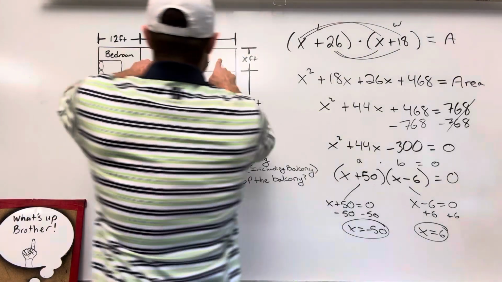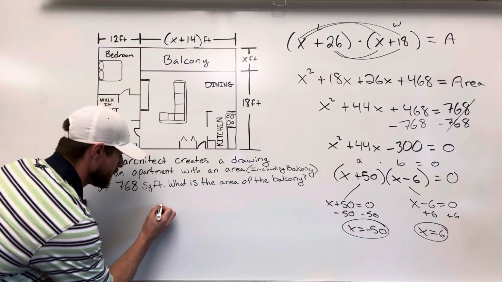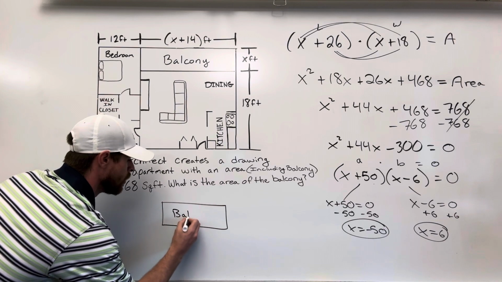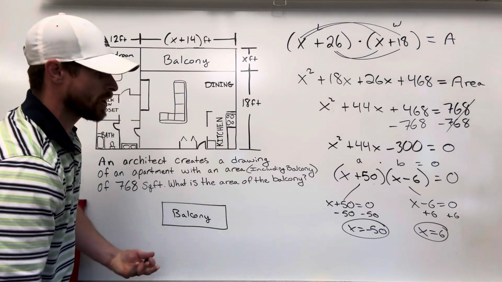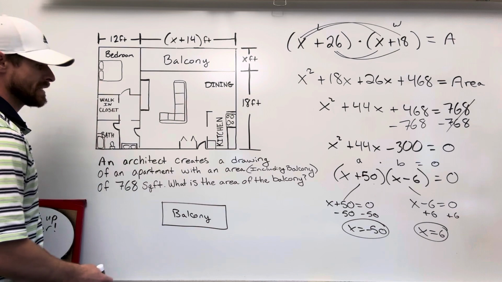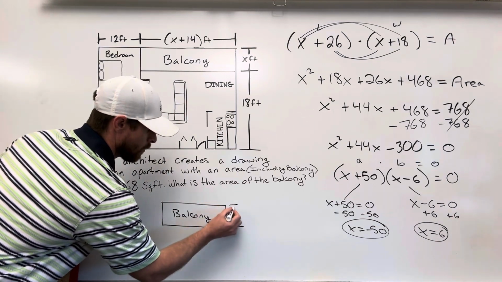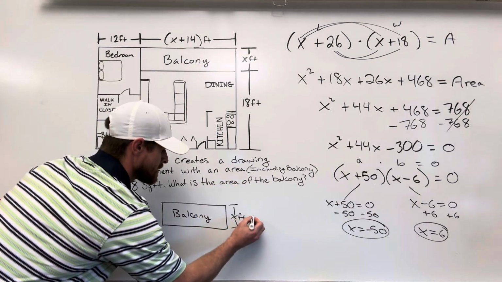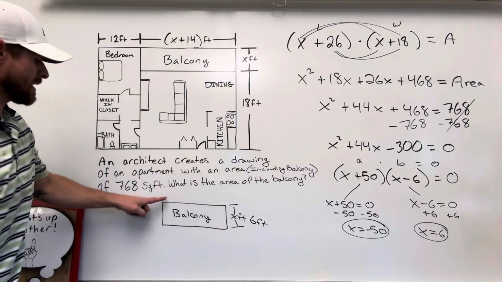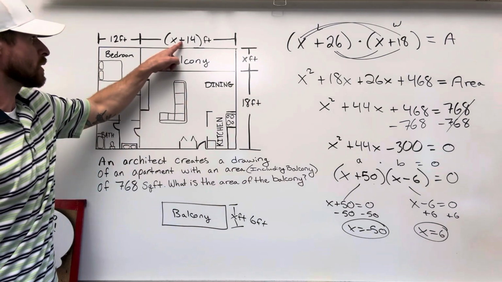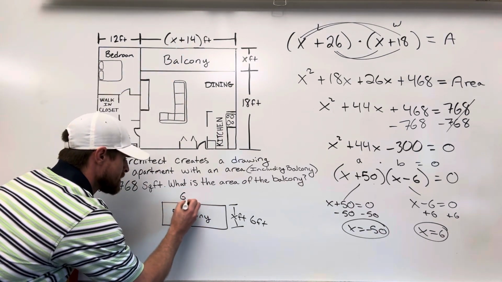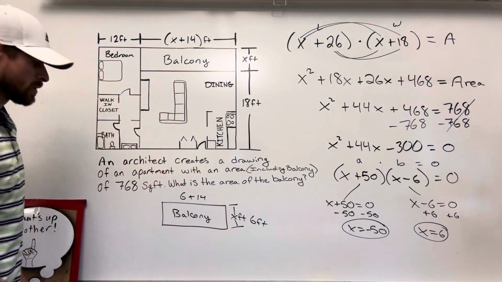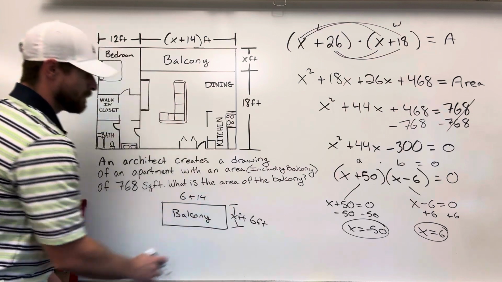So I'm going to take this balcony and I'm going to redraw it down here, because the question is asking me to find the area of the balcony only. And the problem we had at the start of the situation was that we didn't know what x was. This was x feet. But now that we've solved for x, we can say that this is 6 feet. And we can say that this distance up here, which is x plus 14, would just be 6 plus 14 now, which we know is 20. So we've got a 20 by 6 balcony.